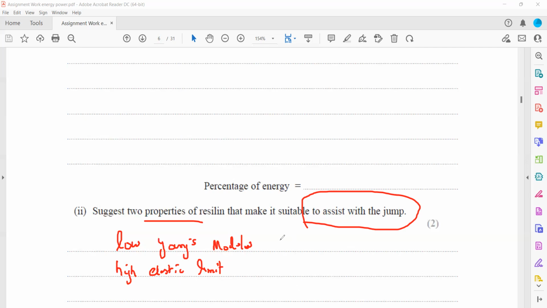So low Young's modulus, what is the advantage? A small force can deform the pads. And high elastic limit means when it returns back to its original shape, it can transfer most of its energy. If it had a low, a small elastic limit, then it might deform plastically. As a result, it cannot assist the jump, it cannot transfer a greater amount of energy to the body.